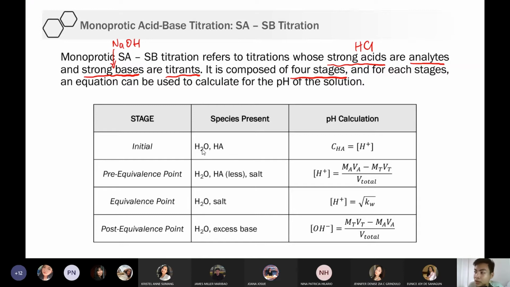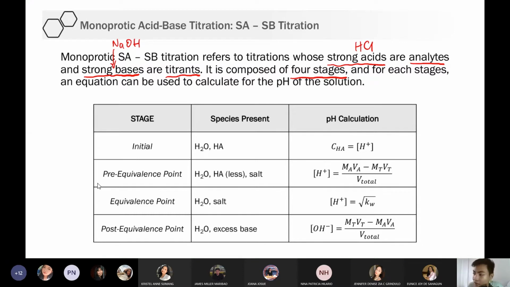Pag initial, ibig sabihin nun, volume of titrant equals 0. Wala ka pang dinadagdag na titrant. So, ang species present sa solution ay H2O and yung acid. Yun lang. How do you compute for the pH? The pH can be calculated from the concentration of acid present in your analyte.